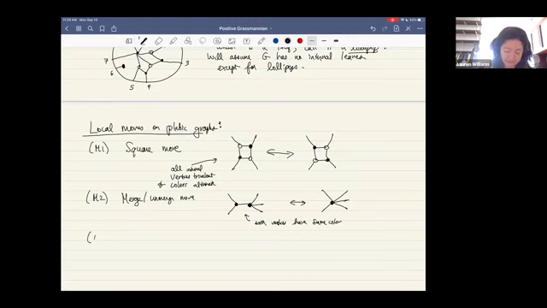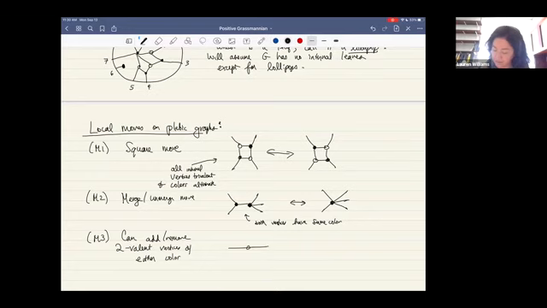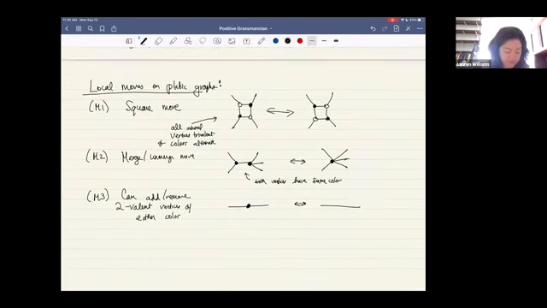And then we can also remove two valent vertices of either color. So if I have something like this, I have this two valent black vertex, I can always remove it, or conversely, I can add in a two valent vertex wherever I like. So these are local moves that we want to consider on the set of all plabic graphs.